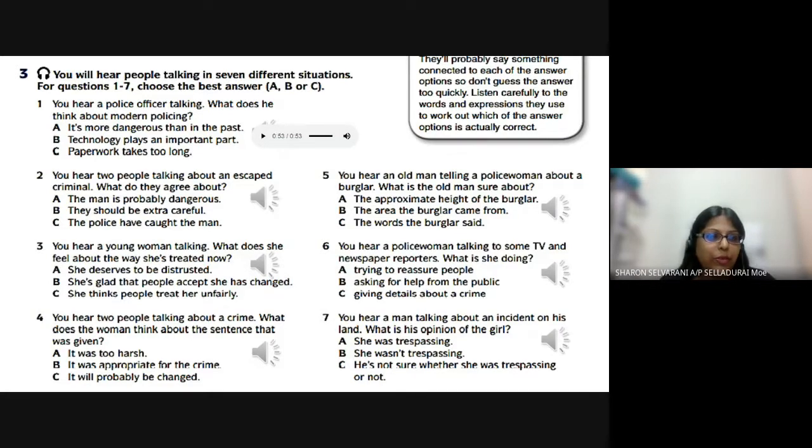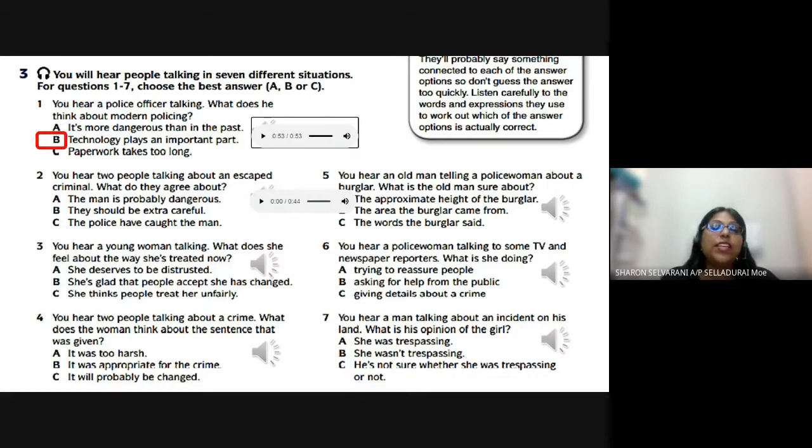All right, so what do you think is the answer? What does he think about modern policing? It's more dangerous than in the past, technology plays an important part, or paperwork takes too long? B. B, technology plays an important part. All right, let's check our answer.